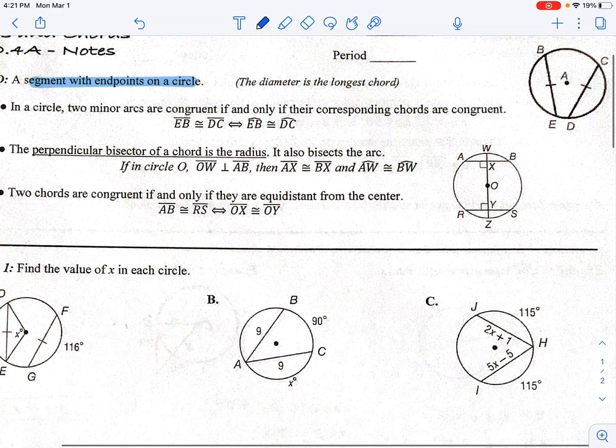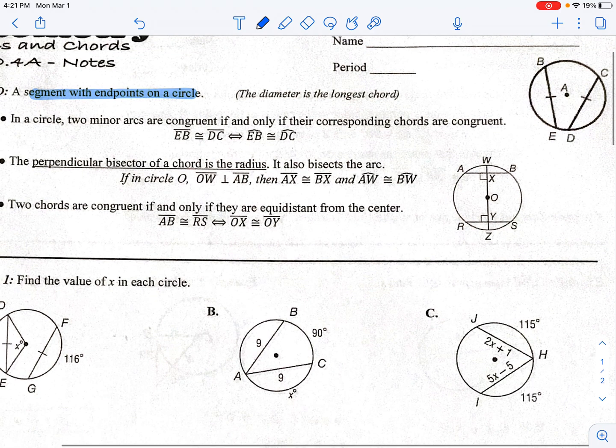It says in a circle, two minor arcs are congruent if and only if their corresponding chords are congruent. So we'll notice here that these two chords are marked the same, which means that BE is going to be the same arc measure as CD. So if this one is 80 degrees, we know that this one is 80 degrees.